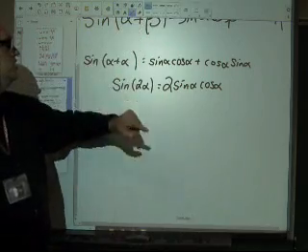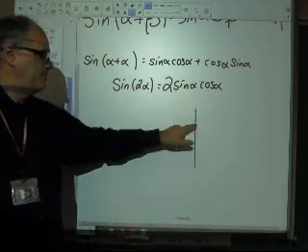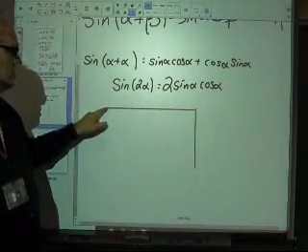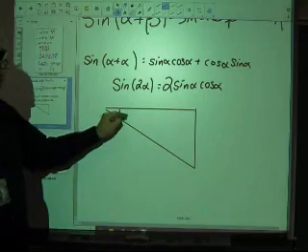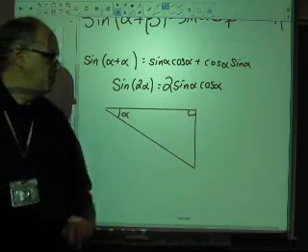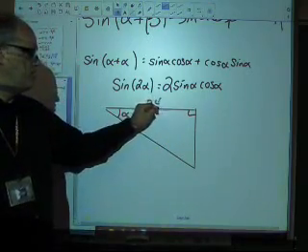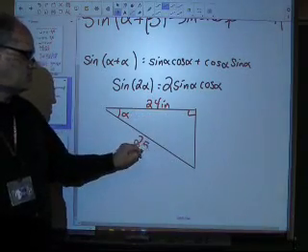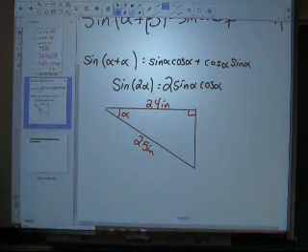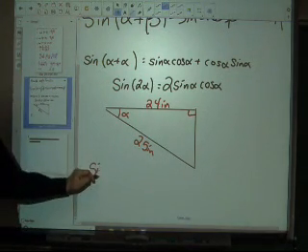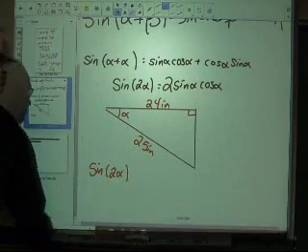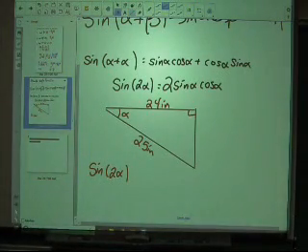Suppose we have a triangle. And not only do we have a triangle, suppose it's a right triangle. That angle's alpha. That side is 24 inches. And this side is 25 inches. What we would like to do is find the sine value of 2 times alpha, or whatever that angle alpha is.